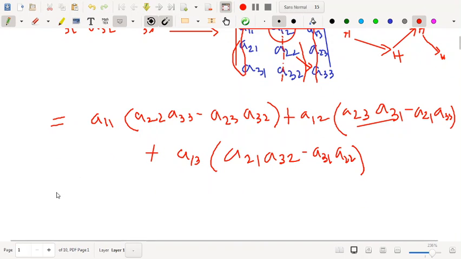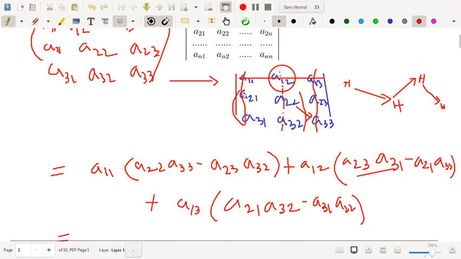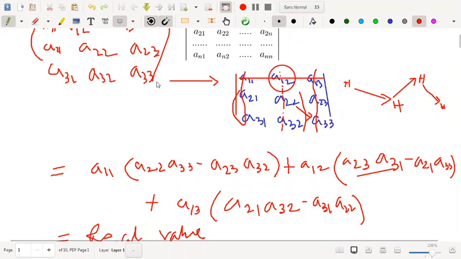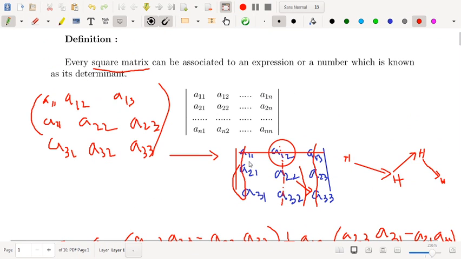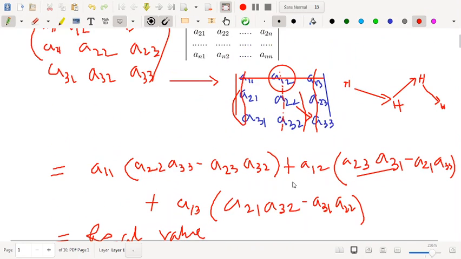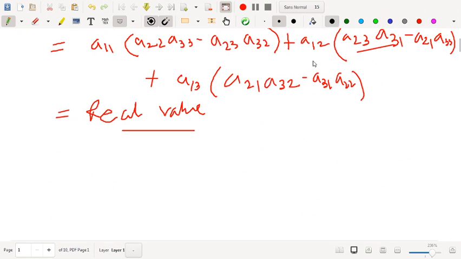So these are all constants, all real numbers. A11, A12, A13, these 9 elements are all real numbers, maybe some of them 0. So after this calculation you will get a real value, right? Initially you have a matrix, but what you are getting here is a real value. That means there is some function going on. So what is the function?